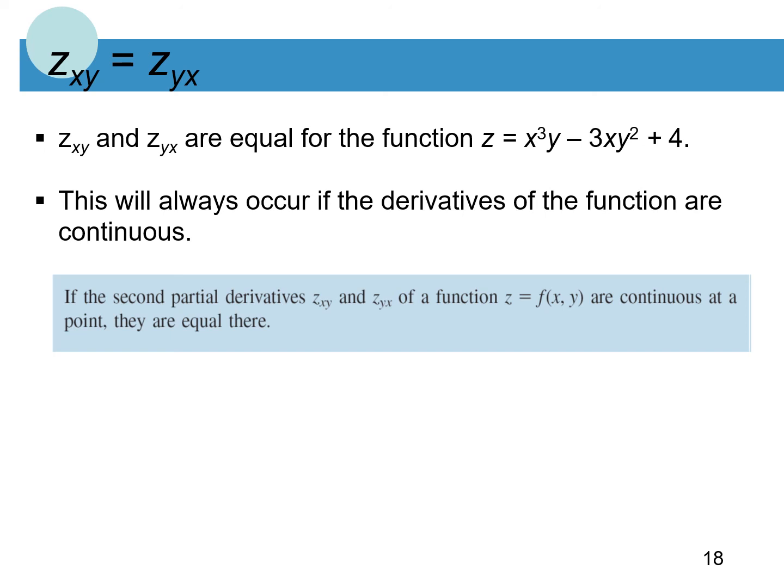Therefore, this will always occur if the derivatives of the function are continuous. So if the second partial derivatives zxy and zyx of the function z equal to f(x, y) are continuous at a point, then they are equal there. Okay.